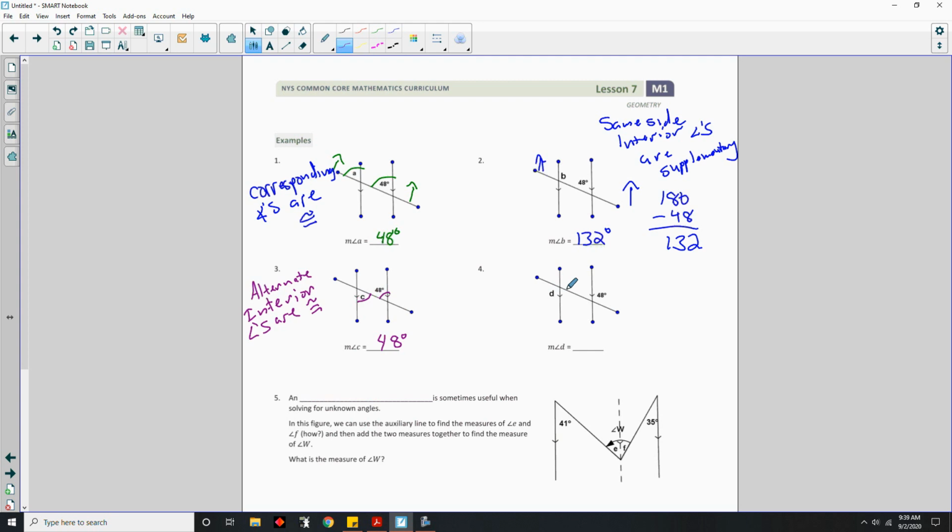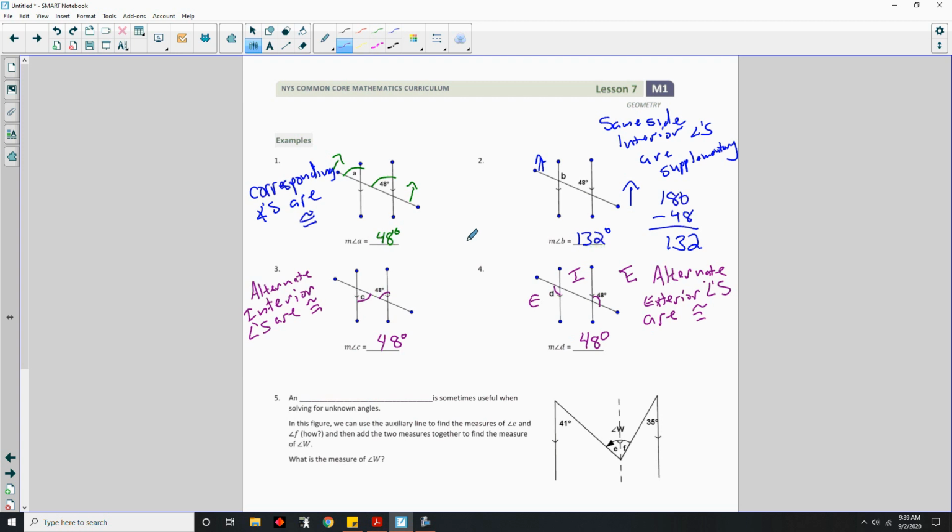All right. This is the exterior, this is the interior, this is the exterior. We haven't done this one yet. D is here. This one is over here. They're alternate exterior angles. Okay, obtuse, obtuse. They're both obtuse, they're congruent. And the measure of angle D is 48 degrees.